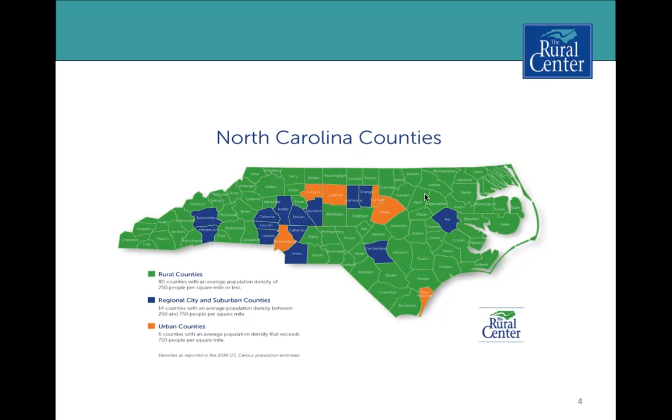Up until 2015, we would have said that the other 20 counties in North Carolina were all urban. But when we took a closer look at them, we really saw that there was a great deal of distinction between the 6 core urban counties, which have very high population density, say over 750 on up to almost 2,000 people per square mile, and the 14 suburban and regional city counties that make up the balance. Naturally, the suburbanizing counties are around our urban core, regional cities here in Asheville, Fayetteville, and Greenville.